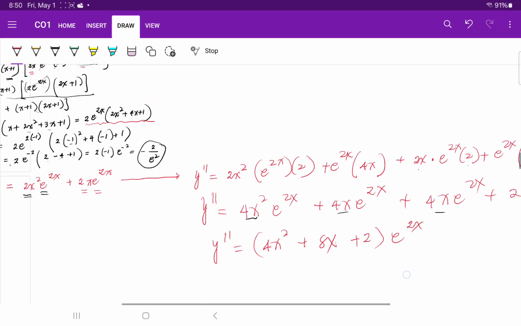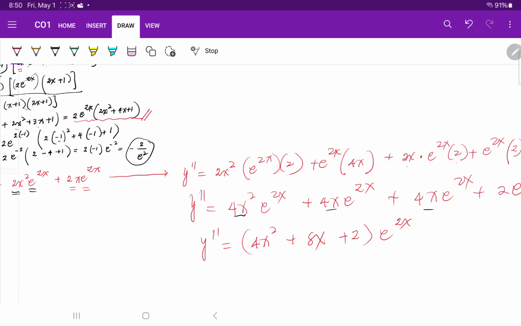Because this is what we get here. Dito kasi we can write this as what? We can factor out 2. So you'll have (2x squared plus 4x plus 1) e to the 2x. So it's the same as this one. This is 2e to the 2x times what? 2x squared plus 4x plus 1.